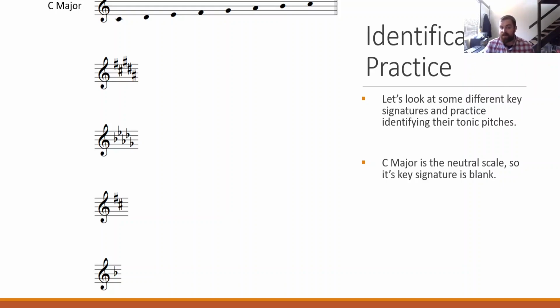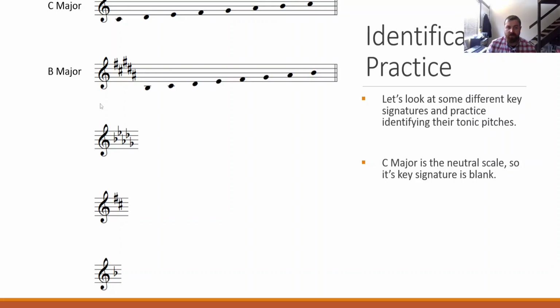So let's look at this one. We have F sharp, C sharp, G sharp, D sharp, and A sharp. 1, 2, 3, 4, 5 sharps. The last sharp is A sharp. So if we think of our keyboard, we go up a half step from A sharp, and that gives us the note B. So this is B major.